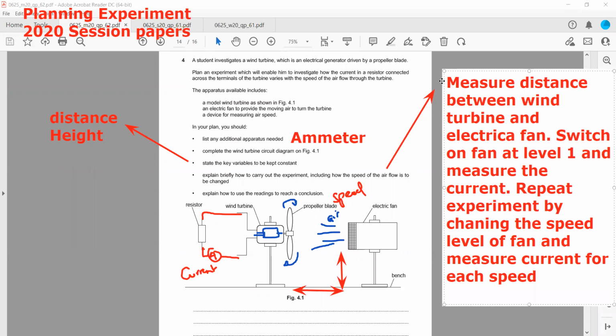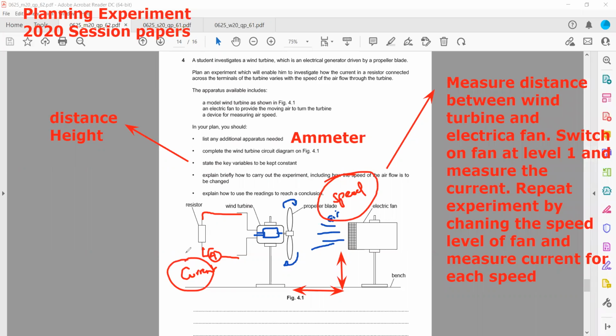Then can you identify the dependent and independent variable? Here, two quantities are there. One is the speed of the fan. Another one is the current. When I change the speed of the fan, the current changes. So when I change the wind speed, the current changes. So current depends on the wind speed. So current is a dependent variable. The electric current is the dependent variable, and the speed of the fan or the air speed is the independent variable.